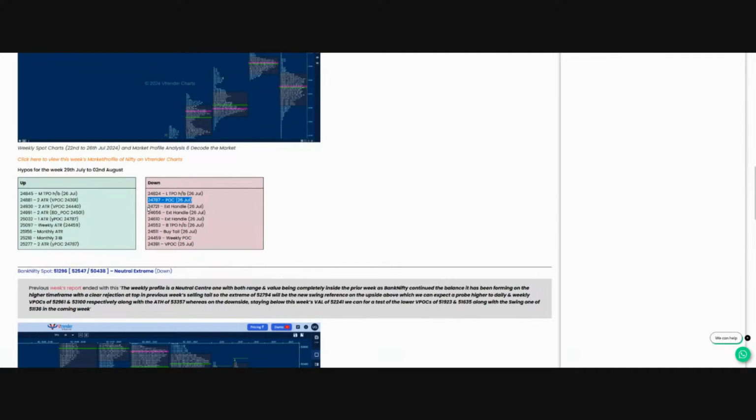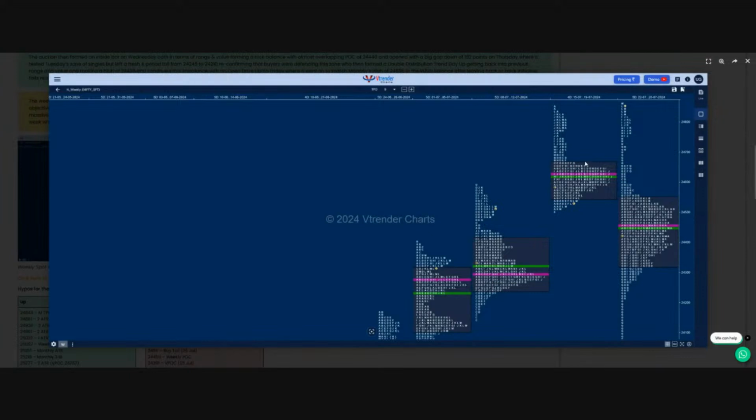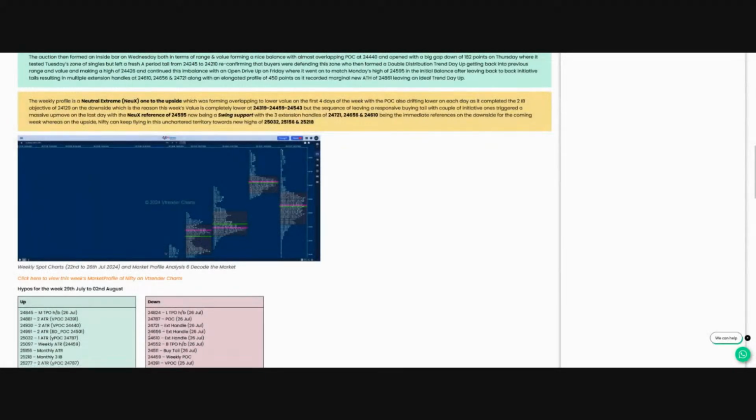They will more or less be the same hypos because these hypos have not been tagged. 721 is an extension handle, 656 is an extension handle. This 656 is an important reference because this is also the value area high of the previous week. When we are leaving an extension handle or an important reference at a prior market profile zone, it gives us that extra bit of confirmation that this is a strong level and it will need to hold. So this 25656 would be one important reference, not just for the remainder of July, but also as we get into August.